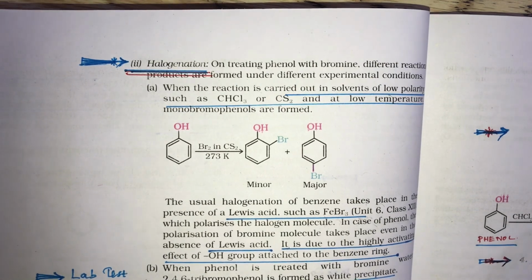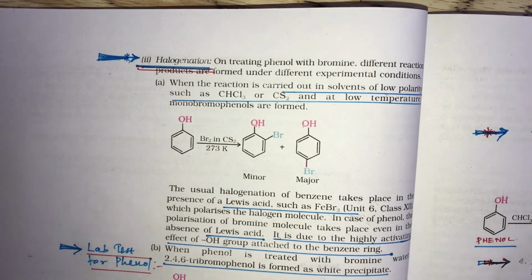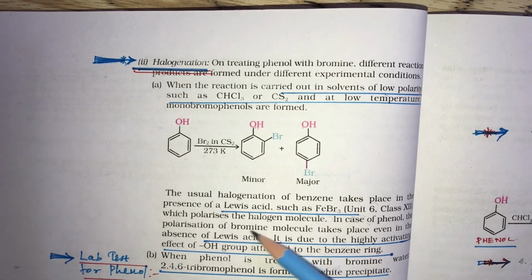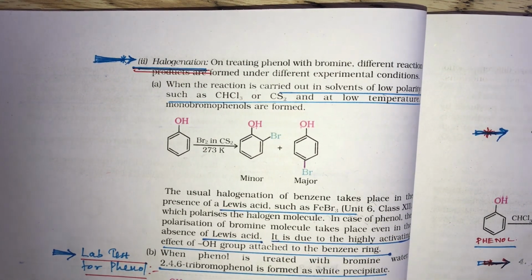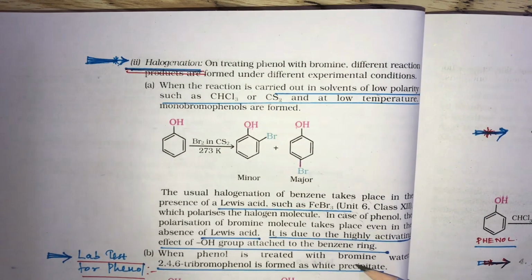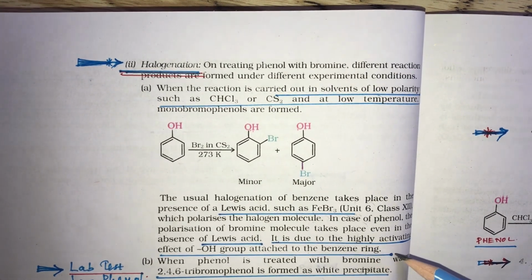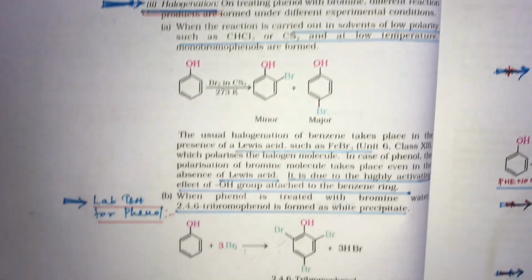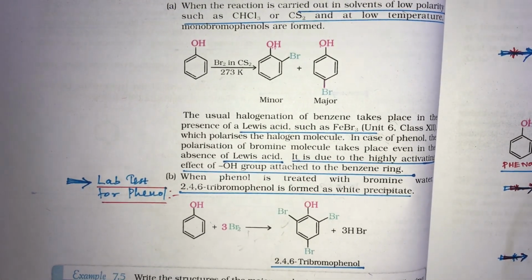The usual halogenation of benzene takes place in the presence of iron halides, iron bromides, which polarize the halogen molecule. In the case of phenol, it occurs in the absence of a Lewis acid, due to the highly activating effect of the OH group attached to the benzene ring.